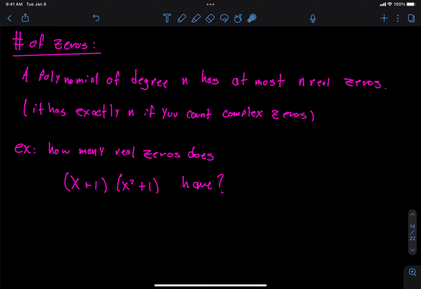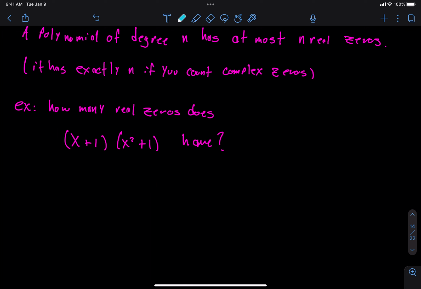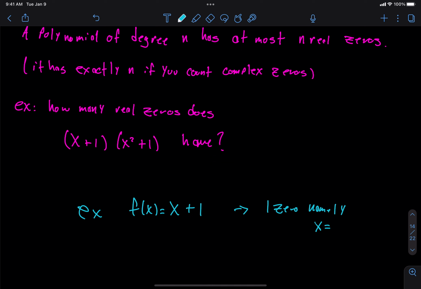So let's talk about the number of zeros that a polynomial will have. Well, if you have a polynomial of degree n, then it has at most n real zeros. Let's see an example of that. An example would be something like x plus 1, right? That is a polynomial of degree 1, and it has how many zeros? 1 zero. Namely, what's the zero of this polynomial? x equals -1, right? That's what would make that 0.